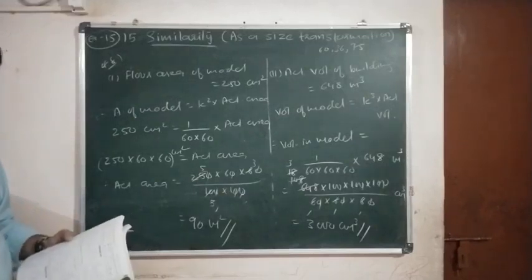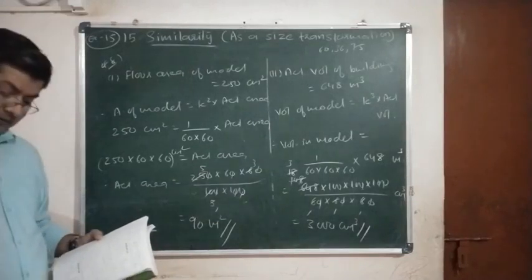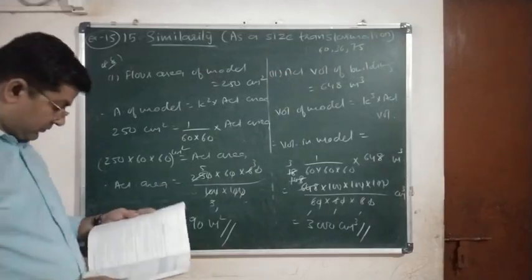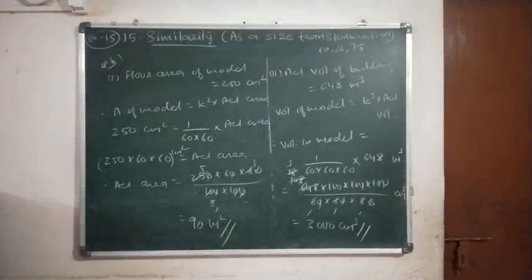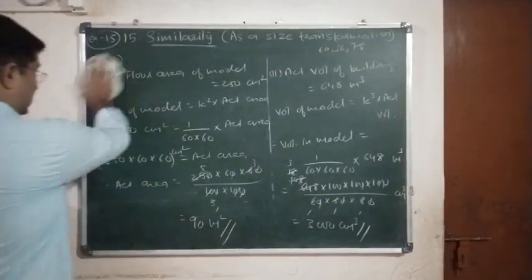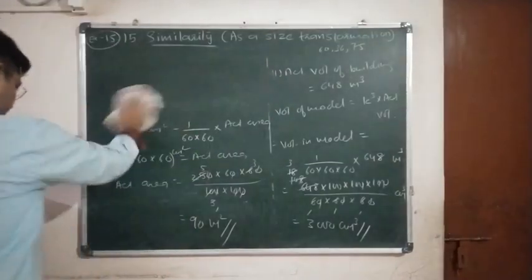So the first answer was 90 square meters. The second answer is 3000 cubic centimeters. Okay, so question number 8 we have completed. I hope you are getting all these questions. Yes or no? So now let us solve the next question, that is question number 9.